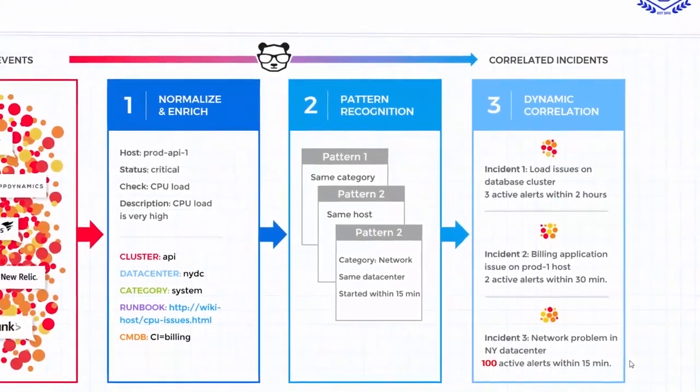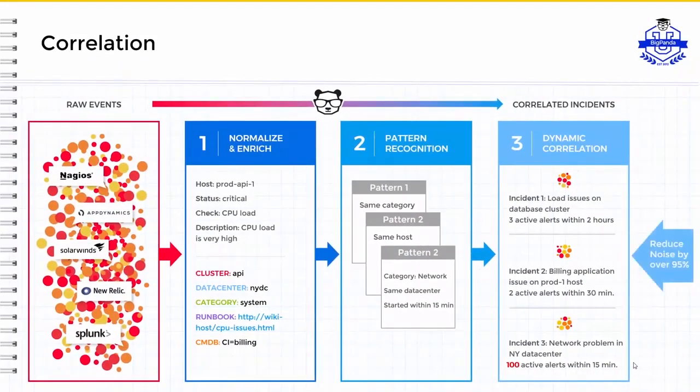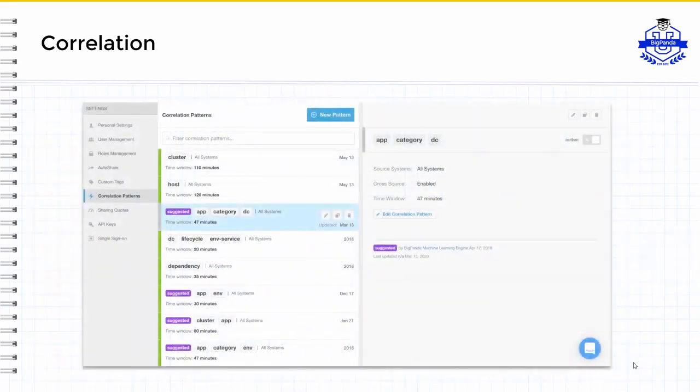With this powerful algorithm, BigPanda can dramatically reduce your monitoring noise by 90 to 99% in most environments. Both suggested and custom options are managed from the Correlation Patterns section of the Settings menu. As you add integrations, we recommend reviewing the suggested correlations and creating additional custom patterns as necessary. For more details, please watch our Getting Started with Correlations video.